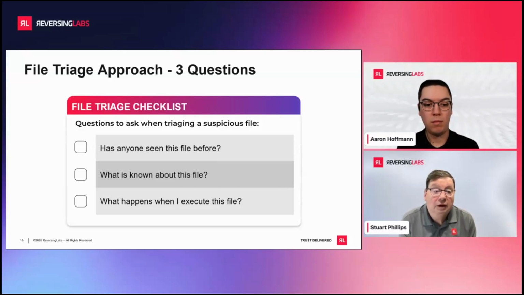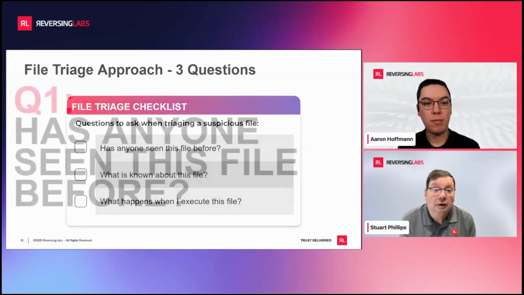And then the third is actually, what happens when I execute this file? The idea is that almost all files you should get rid of in the first question, has anyone seen this file before? The second question, you should be getting rid of up to almost all the files. And then the third question, which happens when you send something to a sandbox or do further analysis, should be rare. You shouldn't have to send every file to the sandbox. So we'll go ahead and get started.